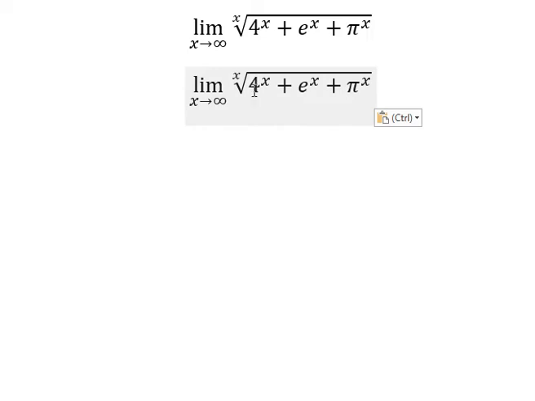When we compare the base numbers 4, e and b, we can see that number 4 is the highest base in here. So we can do the factorization in here.